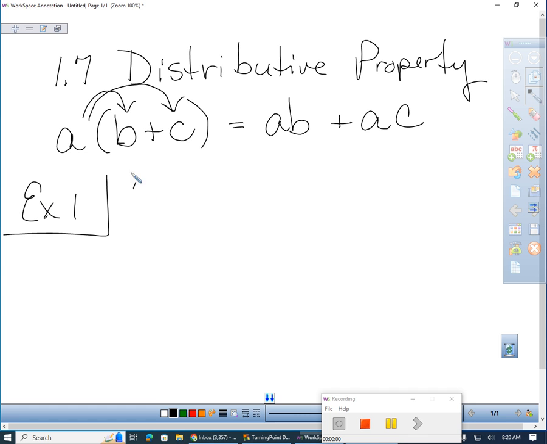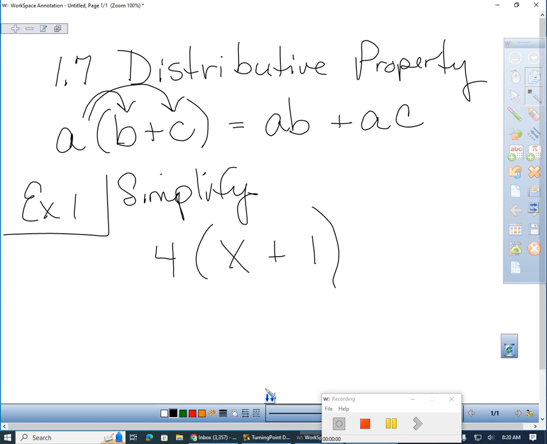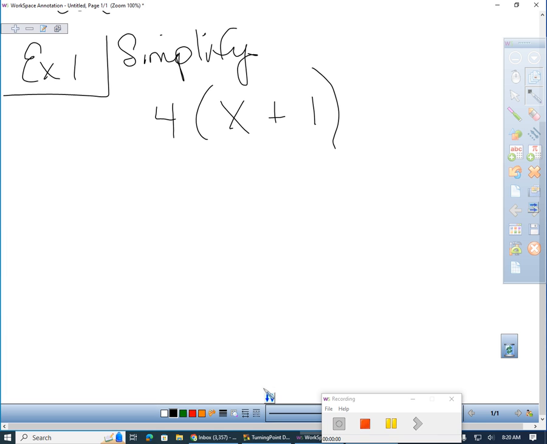All right, so simplify. Let's say I have 4 times (x plus 1). Because I have a number in front of the parenthesis, that means to multiply. It's right next to it, right? So we're going to start here and go 4 times x, 4x. And then 4 times 1, which is 4. We're at the end of the parenthesis, so we're done distributing.